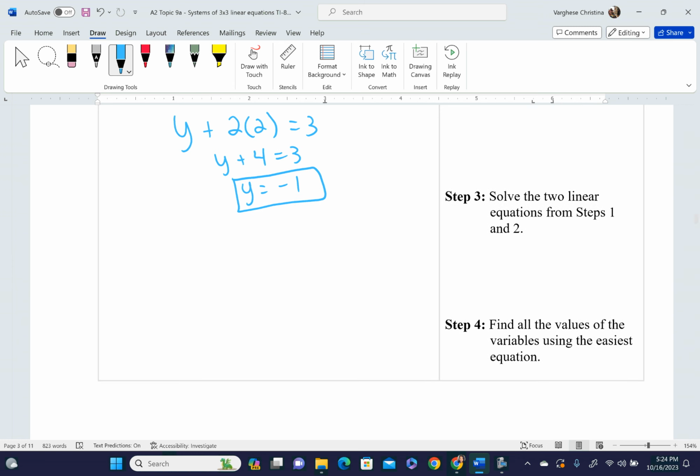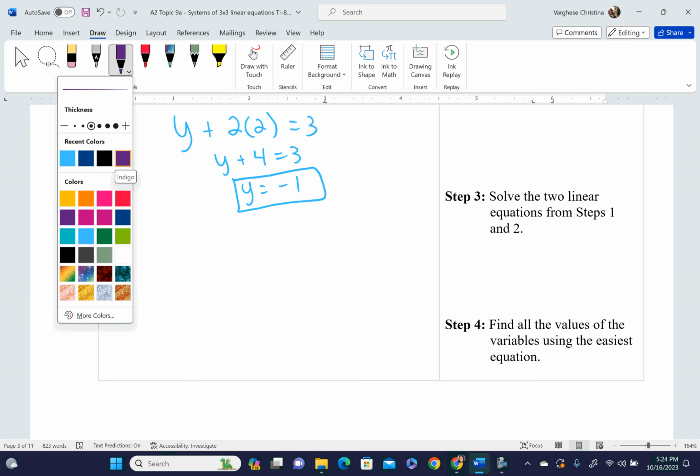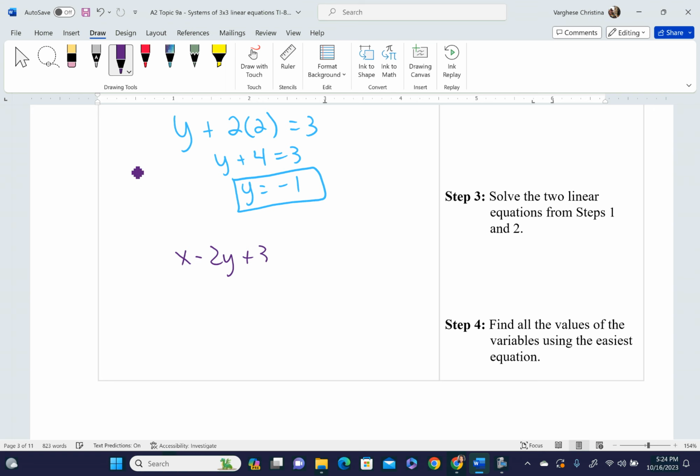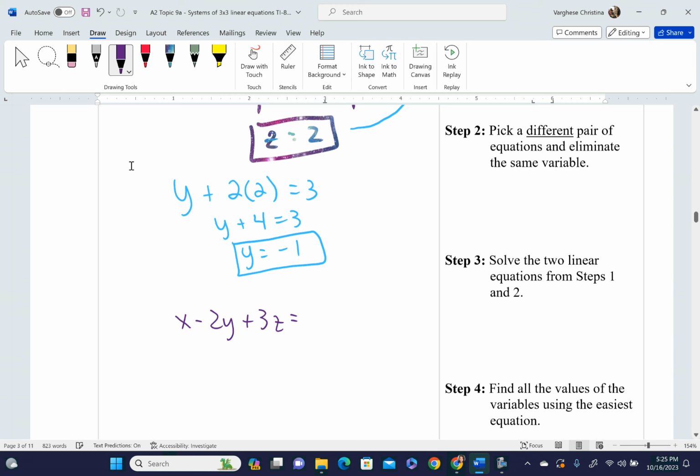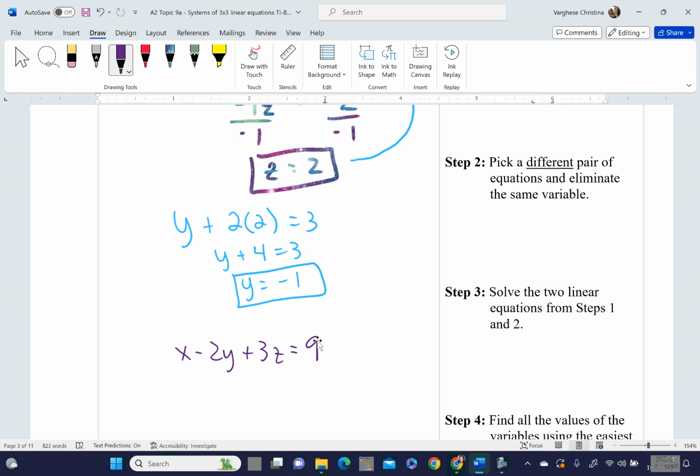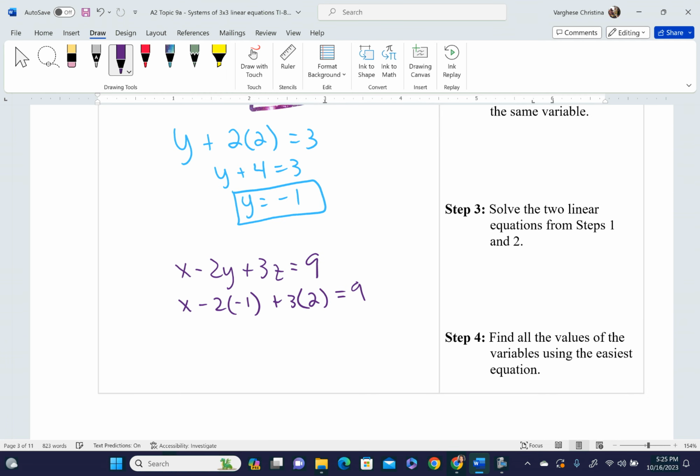So x, let me go ahead and change colors. X minus 2y plus 3z is equal to, what was it? Is equal to 9. So I don't have an x, so I'm going to leave that down. Minus 2 times my y is negative 1, plus 3 times z, and z is 2, and this is going to equal 9. So negative negative gives me a positive, so I have x plus 2 plus 6 equals 9. This is 8. So x plus 8 equals 9. Subtract 8 from both sides, I get x is equal to 1.